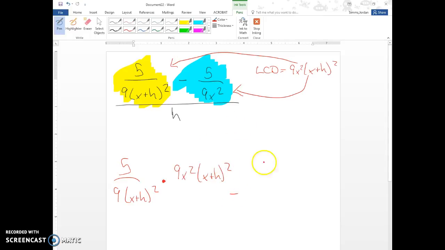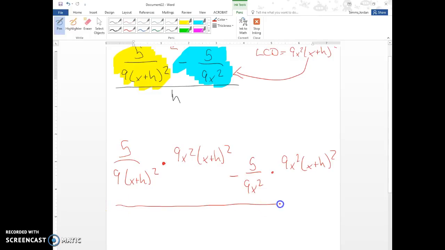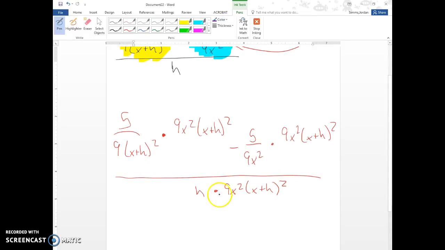Second term, this is my blue term. I'm just going to copy that term down, and again I'll multiply it by the LCD, 9x squared times x plus h quantity squared. And that's all over h, which I'm still going to multiply by the LCD. Now we're not going to distribute anything out. I'm going to leave all of this in factored terms. That's easiest to deal with, but we can cancel some things out.